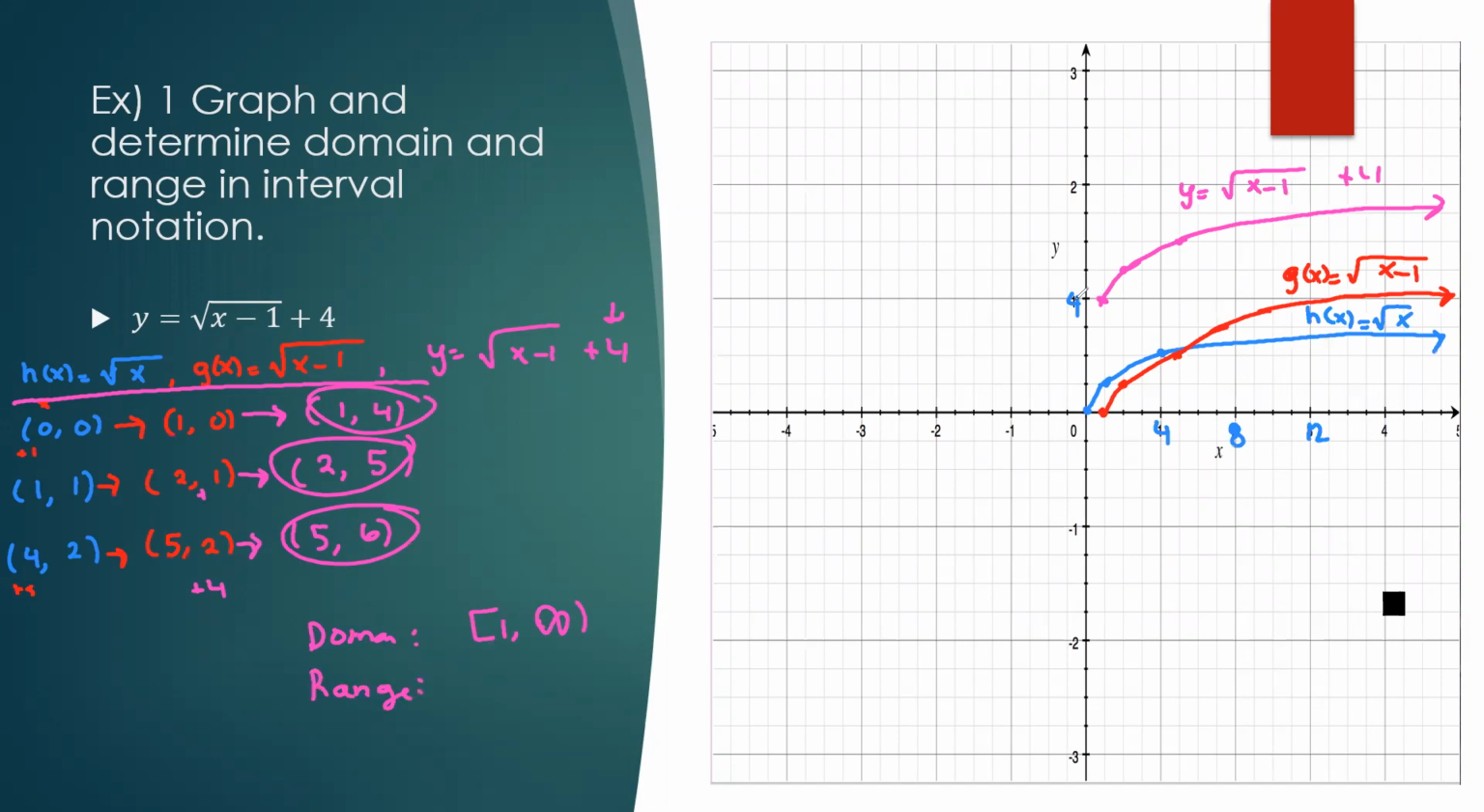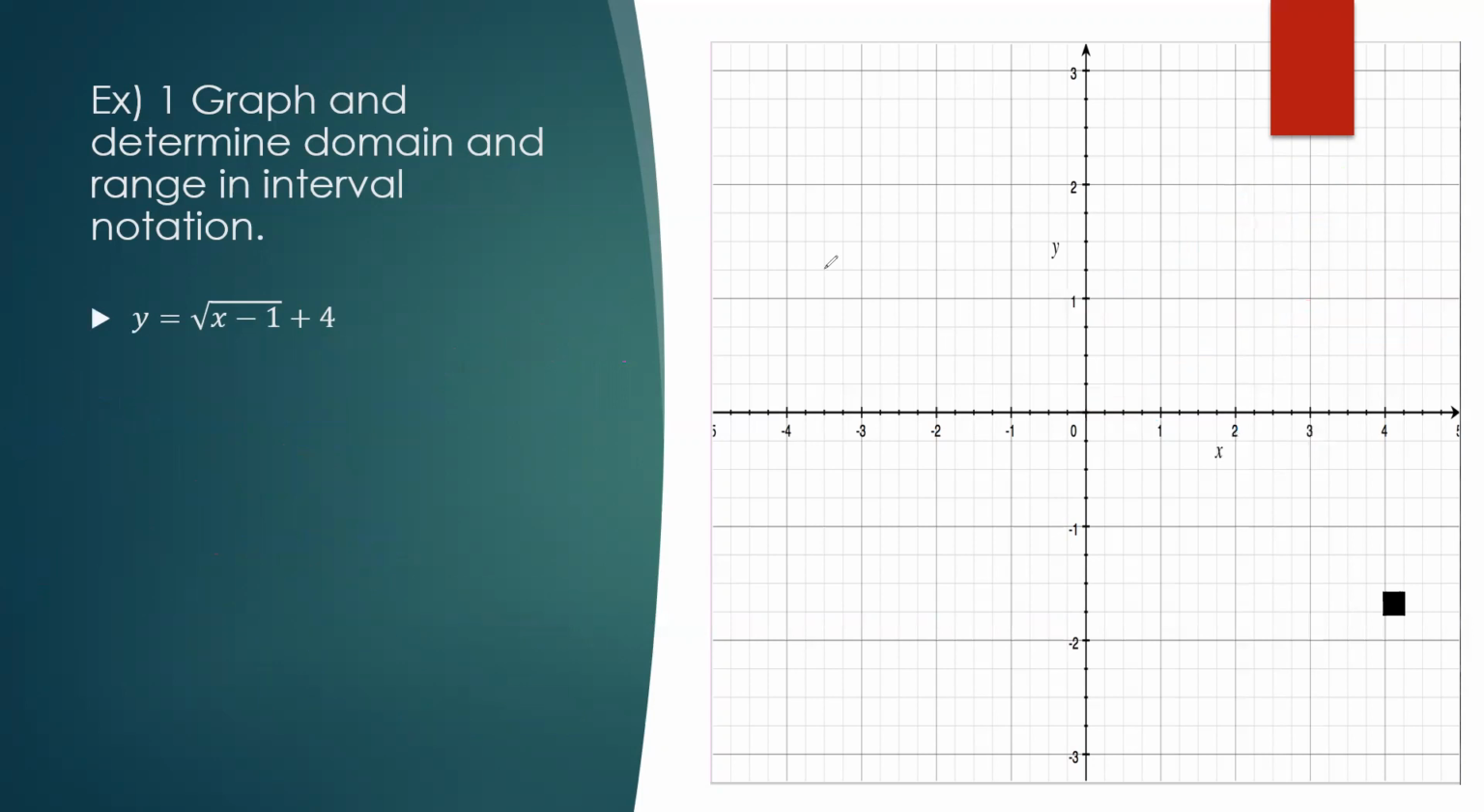And what do you think the range is going to be? Let's see, our smallest y value of this graph is 4, right? So we include it, so it'd be bracket 4 to infinity, parentheses. Okay, so that would be the domain and range in what's called interval notation. Okay, let's move on to example 2.